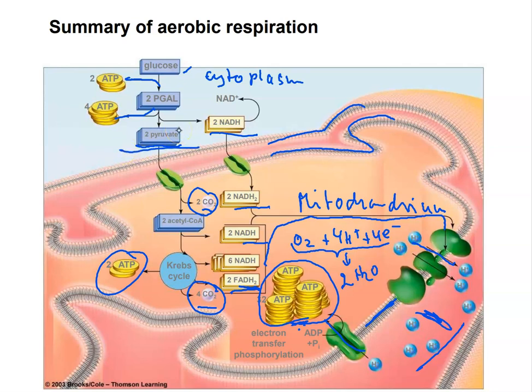If oxygen is not available, you're going to take the pyruvate, convert it to lactic acid. You're going to gain a grand total of 2 ATP, and that's it. And you cannot run your metabolism with that meager output of 2 ATP.